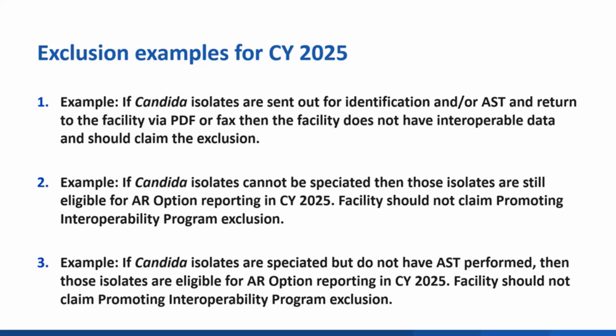In my second example, the hospital's candidate isolates cannot be speciated. Based on changes being made to the AR option reporting requirements for 2025, specifically the addition of Candida genus as an eligible organism, the facility can report their isolates as Candida genus and therefore do not need to claim an exclusion. And lastly, in the third example, the hospital's Candida isolates are speciated but do not have susceptibility testing performed.